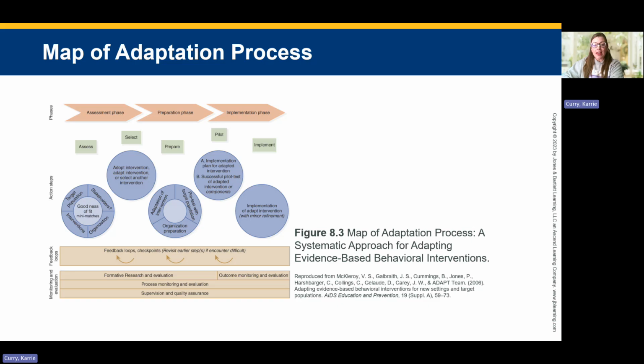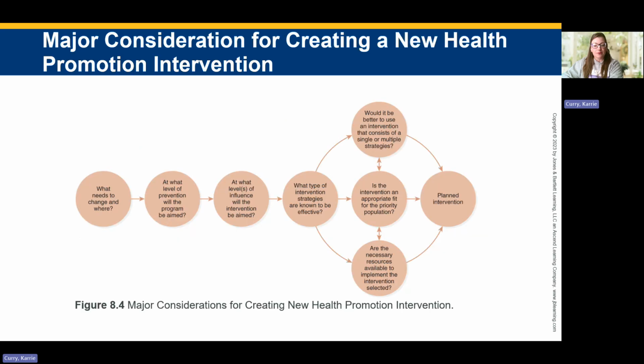This framework shows that adaptation is systematic, not improvisational. Assessment, preparation, and implementation are supported by feedback loops and ongoing evaluation. Adaptation is treated as a learning process. When no appropriate intervention exists, planners must design a new one. This figure emphasizes alignment between the health problem, level of prevention, level of influence, available resources, and population fit. Breakdowns at any point increase the likelihood of program failure.